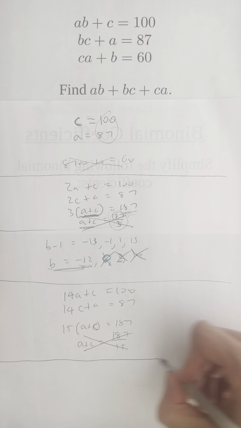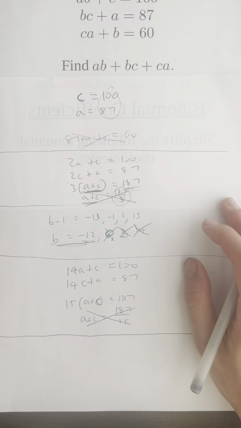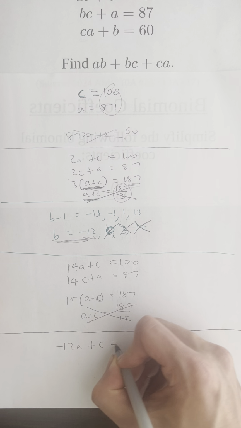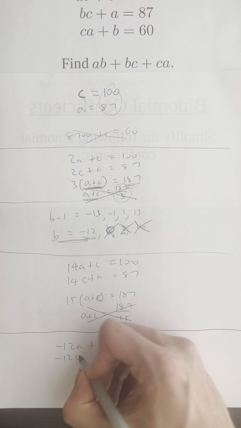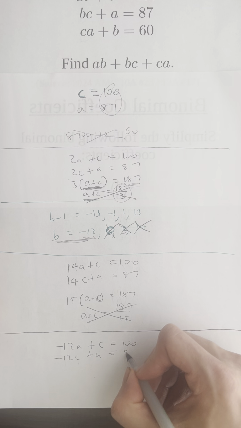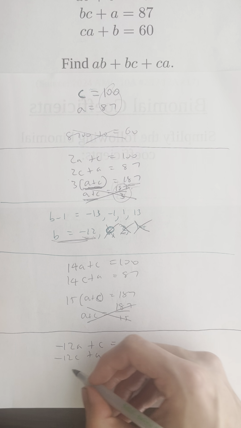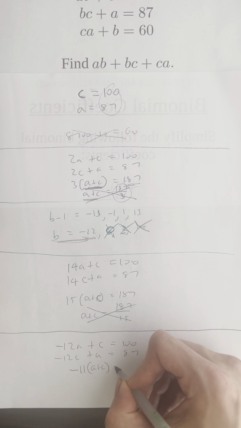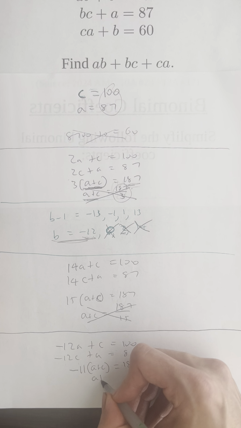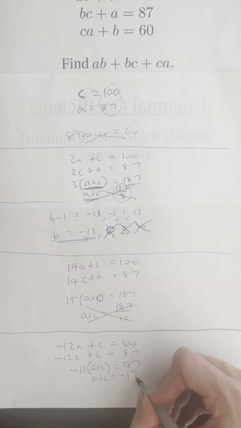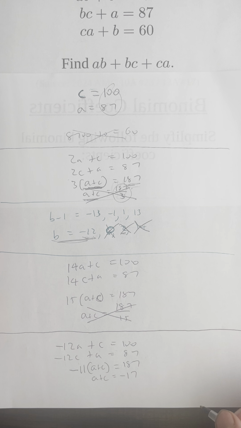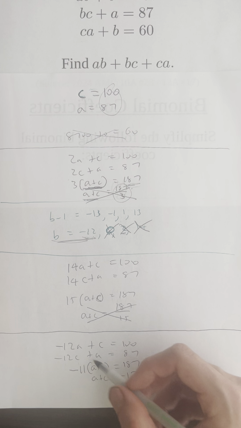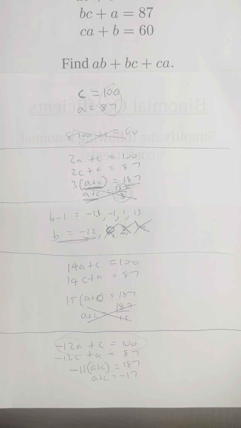If b is negative 12, let's plug that back in. Negative 12a plus c is equal to 100. Negative 12c plus a is equal to 87. If I add both equations, I get negative 11 times (a plus c) is equal to 187. So a plus c is equal to negative 17. Now I can get a by itself or c by itself and plug it back into one of these equations.